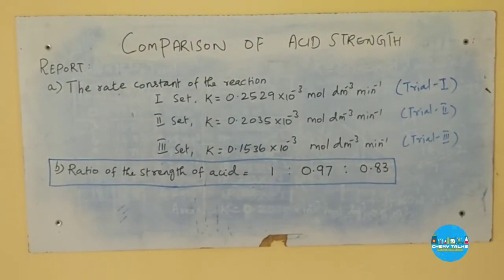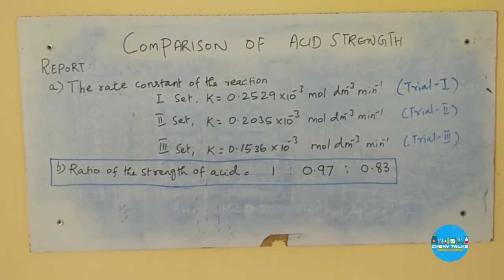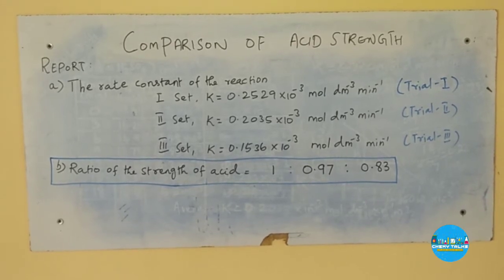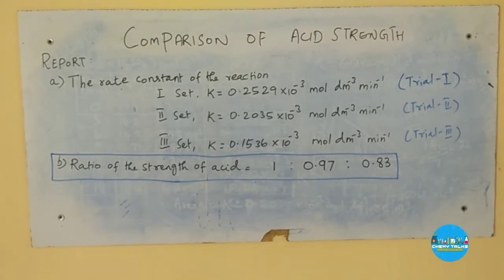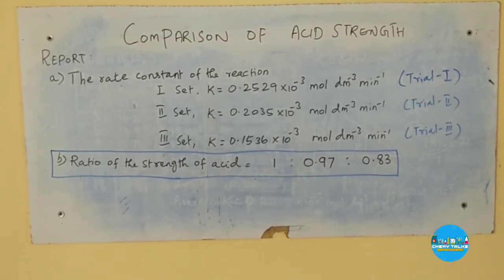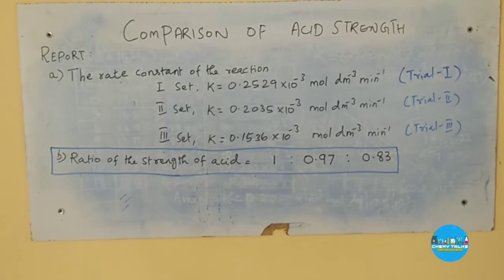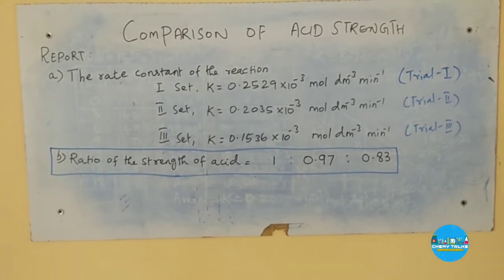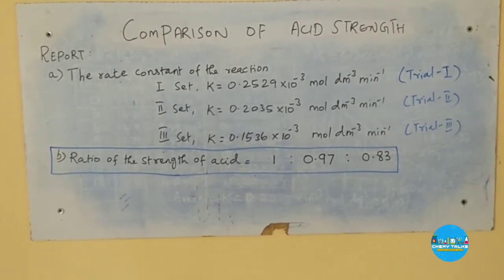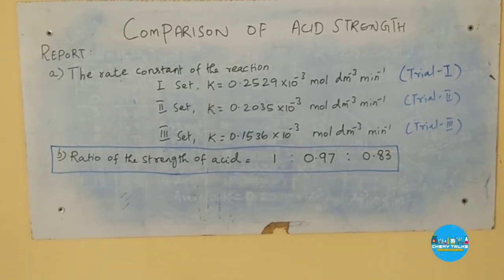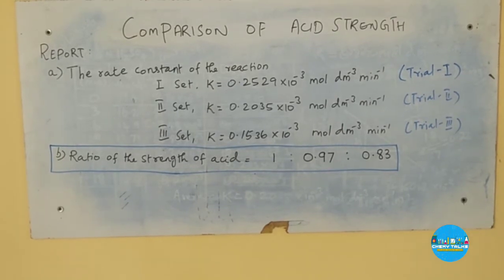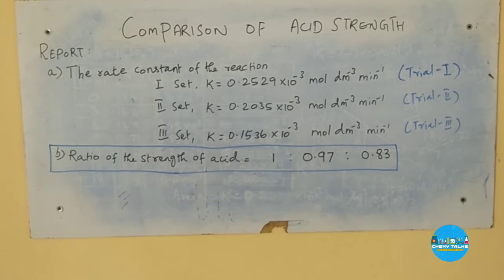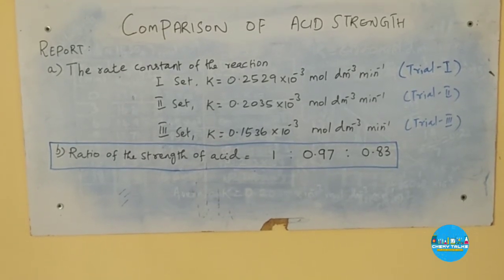Three graphs were plotted using the values of concentration of iodine and time. From the graphical method, the rate constant has been calculated. From the rate constant, the ratio of the strength of the acid is noted. So the ratio of the strength of the acid obtained from the graphical method is 1:0.97:0.83.